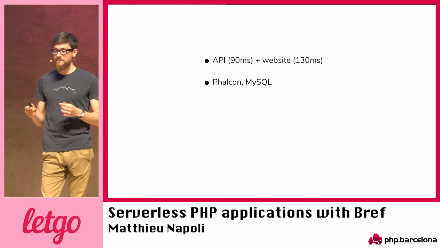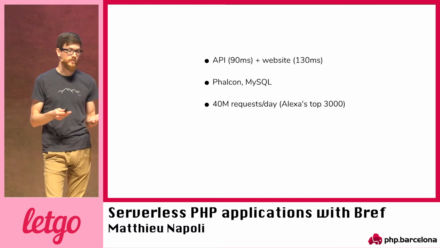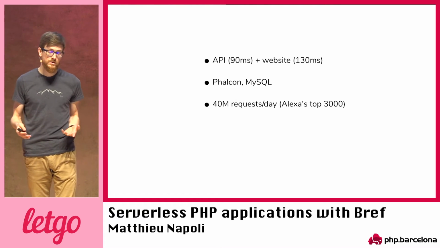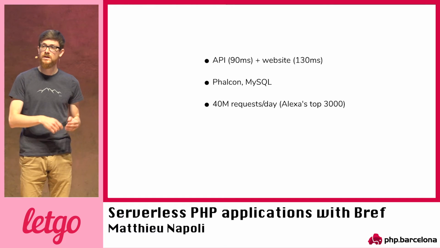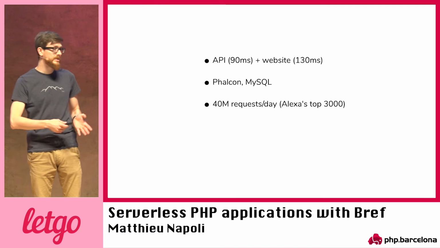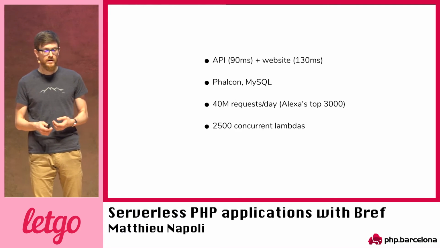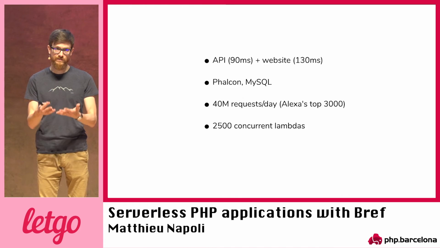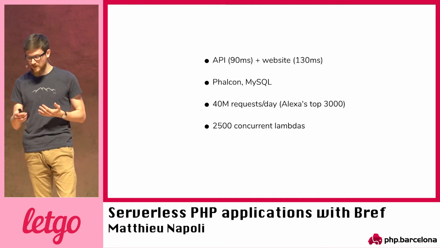And they actually have a lot of requests. 40 million requests per day. They are in the top 3,000 websites in the world. They run PHP, and they used to run it on EC2 and ECS. And they migrated to Lambda and to PHP using Bref. At peak time, they have 2,500 containers alive. That's the number of requests they have in parallel.